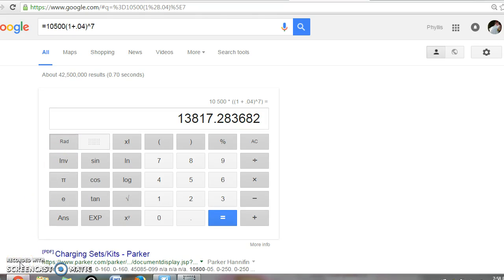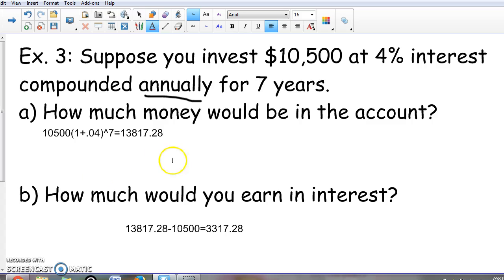So I'm going to catch up with you in a second. Okay, so I got my answers here, $13,817.28 for part A, because that's how much is in the account. Part B, how much did you earn in interest? $3,317.28. Okay, so we've done 2 continuous, we've done 1 annual.